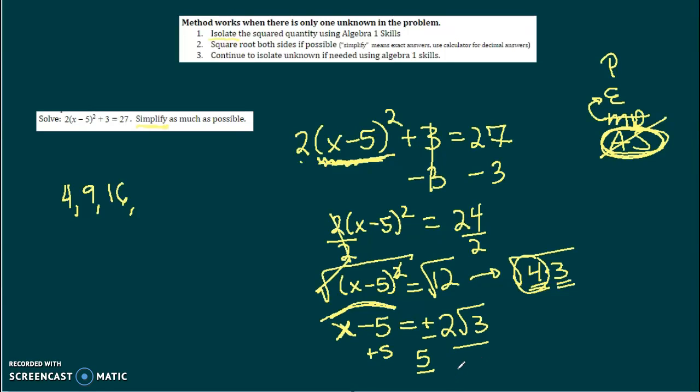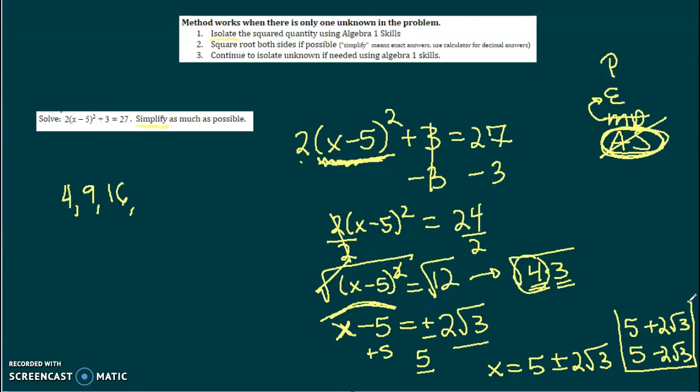The only thing I could do is say my final answer is going to be x equals 5 plus or minus 2 square roots of 3, which your teacher may want you to write as 2 separate answers, one of them being 5 plus 2 root 3, and the other being 5 minus 2 root 3. There's nothing I can do with these numbers. I can't combine them in any way. These are my 2 final answers.